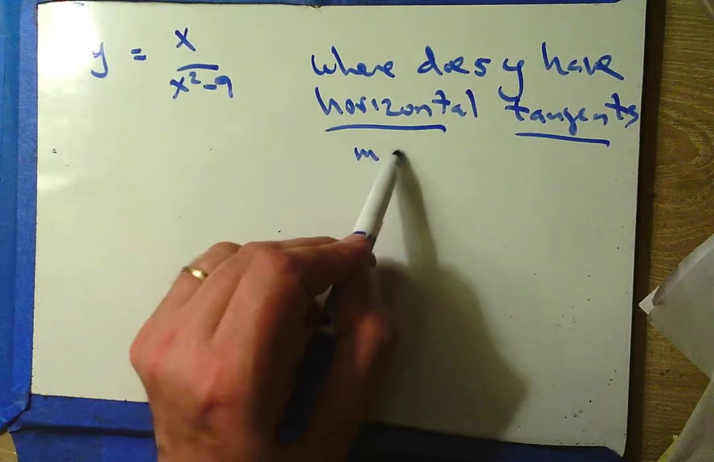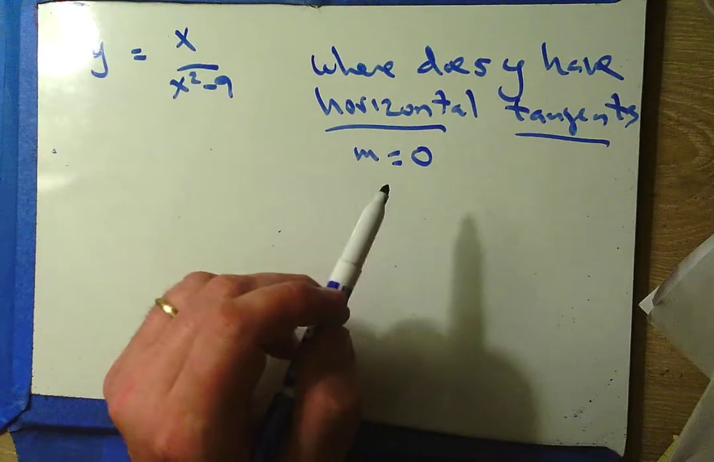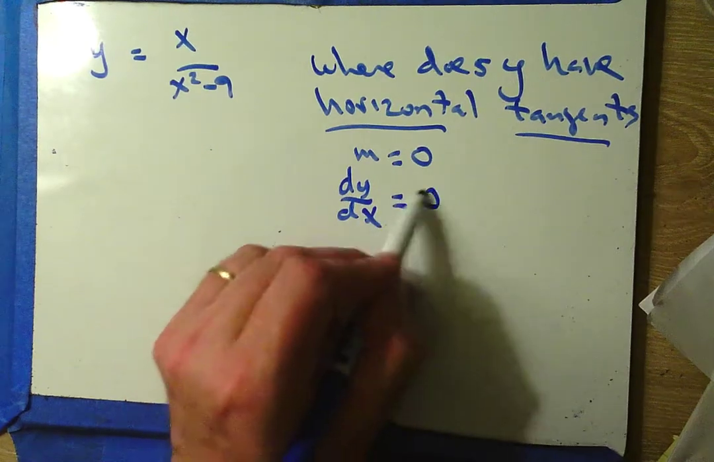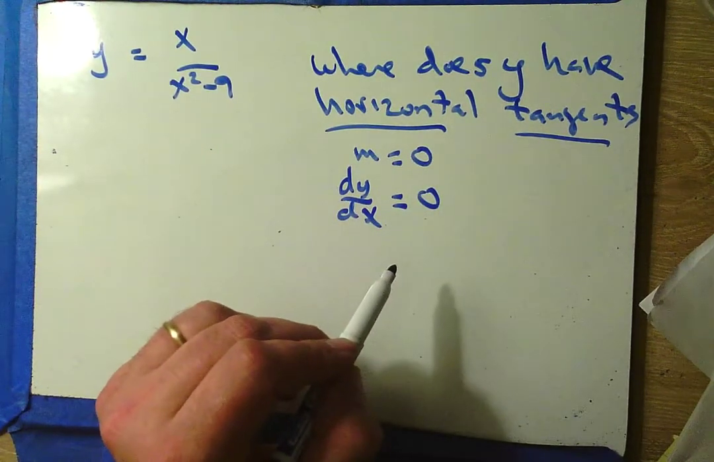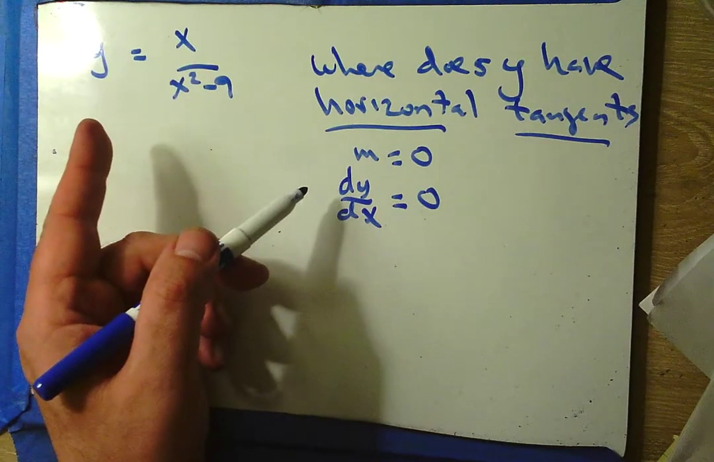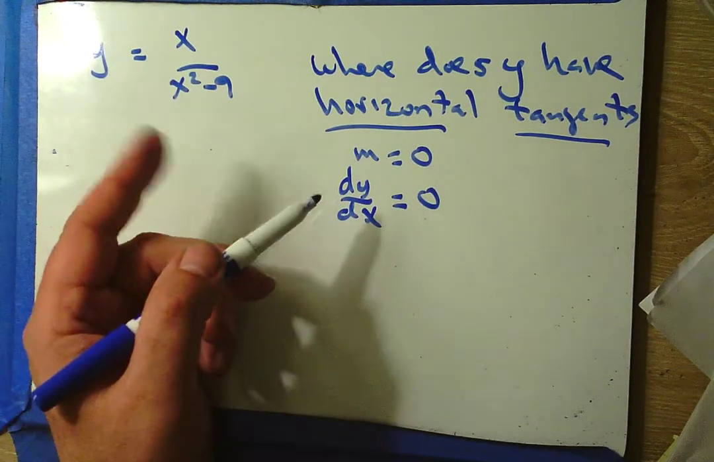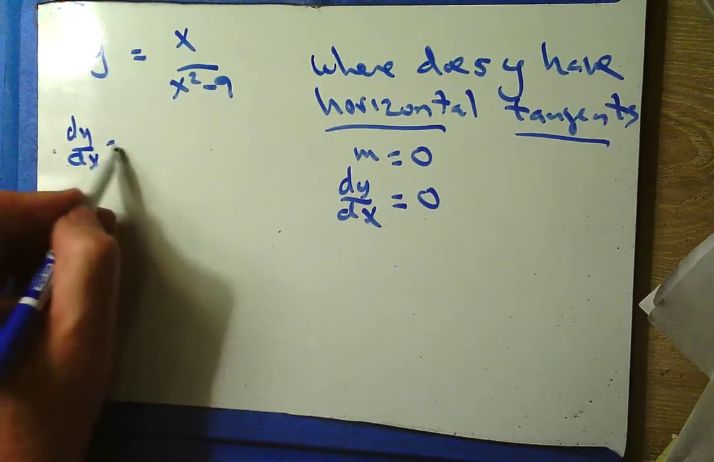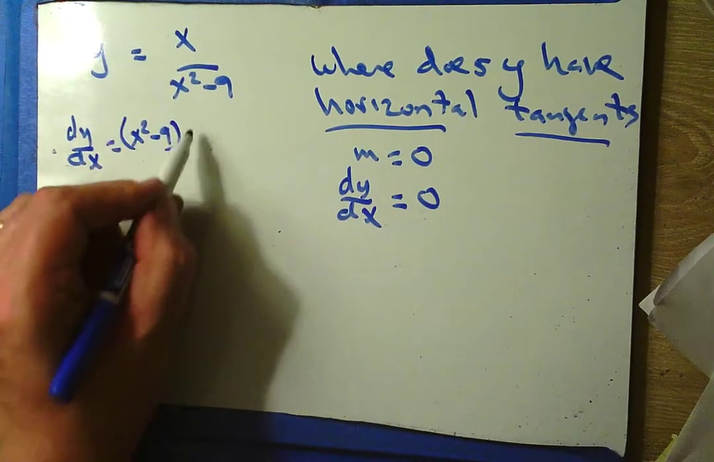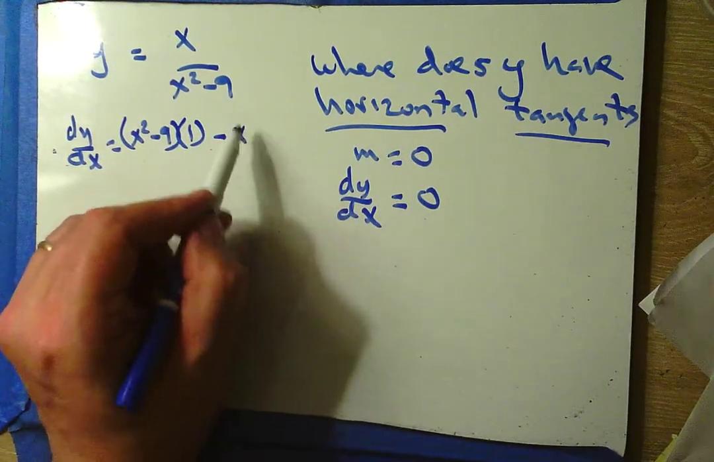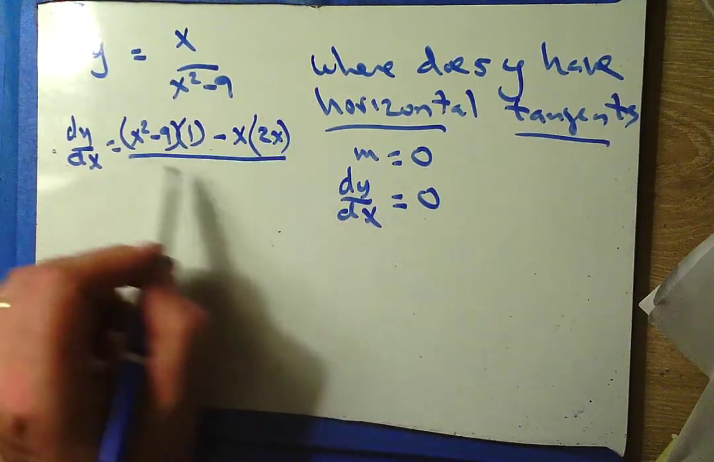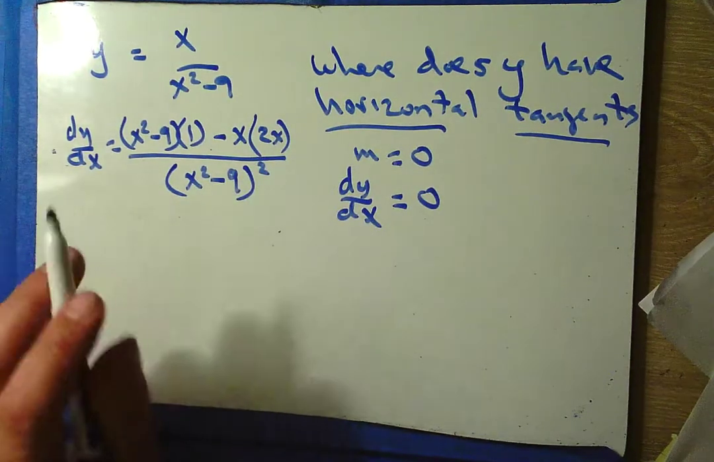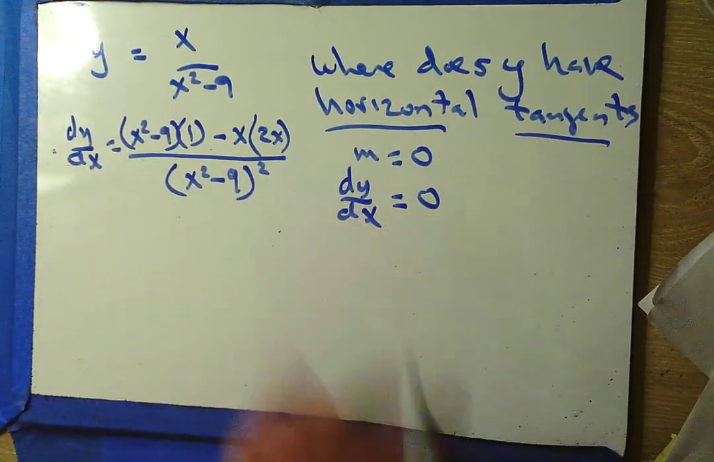Well, horizontal tangents have a slope of 0, and a synonym in our class for slope is dy dx. So I want to know when dy dx is equal to 0, which means I'm going to have to find dy dx, which means I'm going to have to take the derivative. So dy dx equals low d high minus high d low over low, don't forget to square it. And we want to know when this derivative is equal to 0.